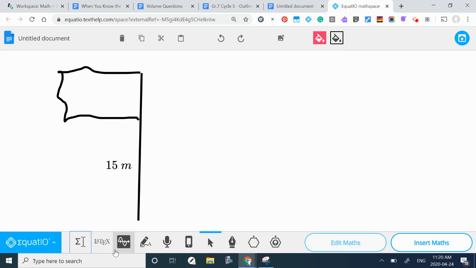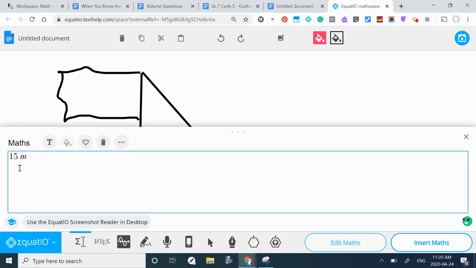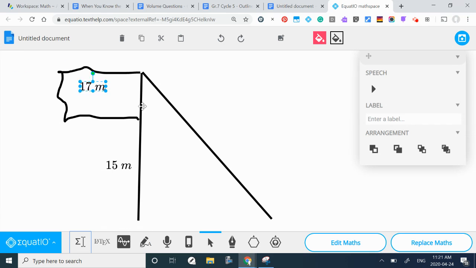Now I also have a string. So we're going to go back to the shapes. We're going to go on the straight line, and there's our string. And the question said that the string is 17 meters. So back into equation editor, and I can just make that 17, insert math, close it up, and there's my string that's 17 meters.